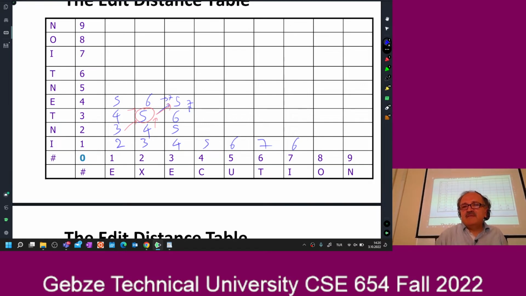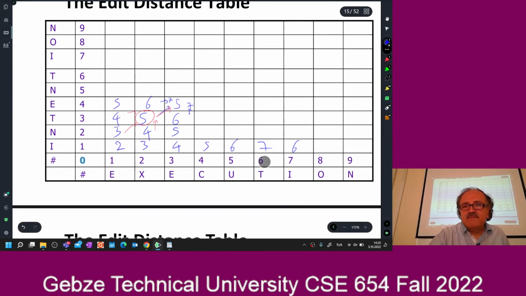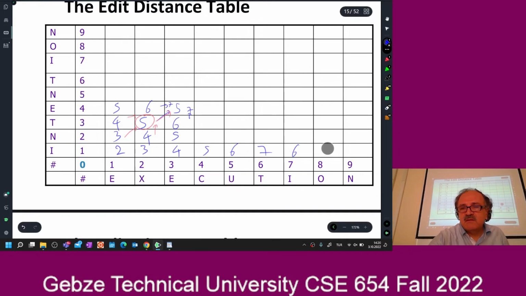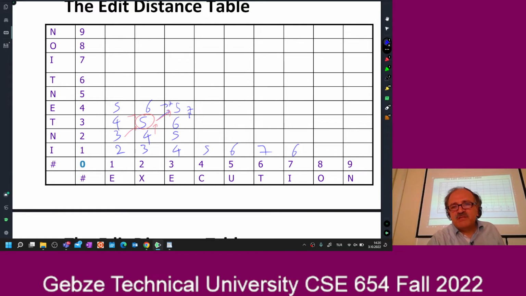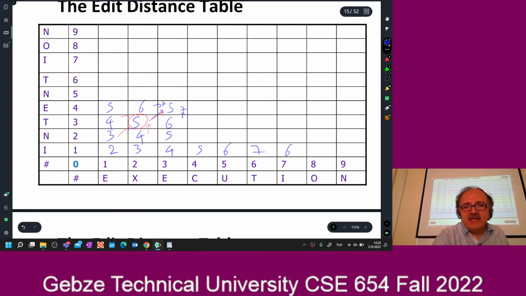Previously, I kept adding one to the one before, right? How about this one? What is the cost of? So what should I ask? What is the question? What is the cost of replacing the word I with T, right? So that's 6.